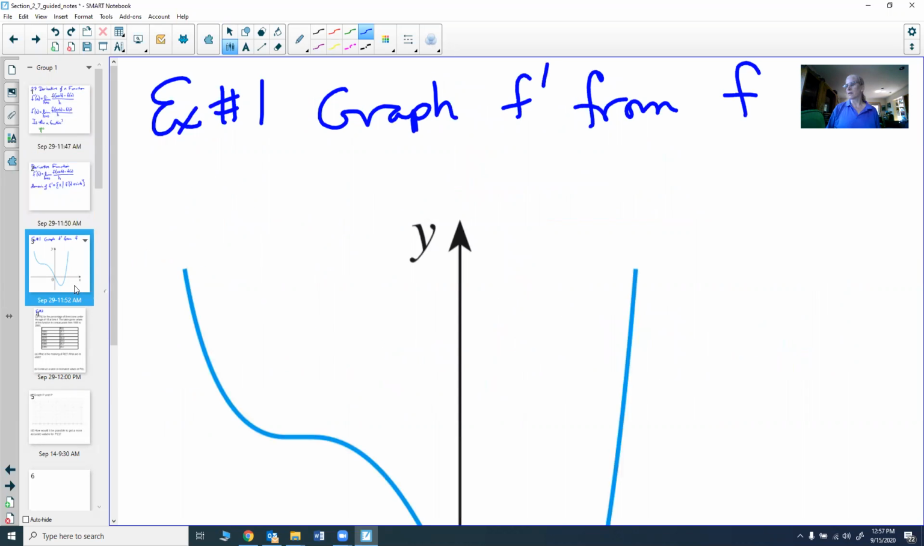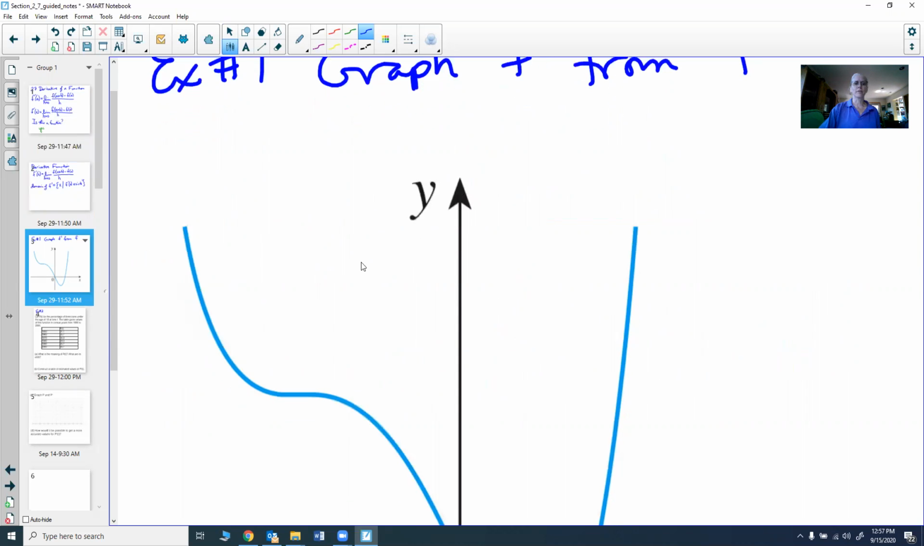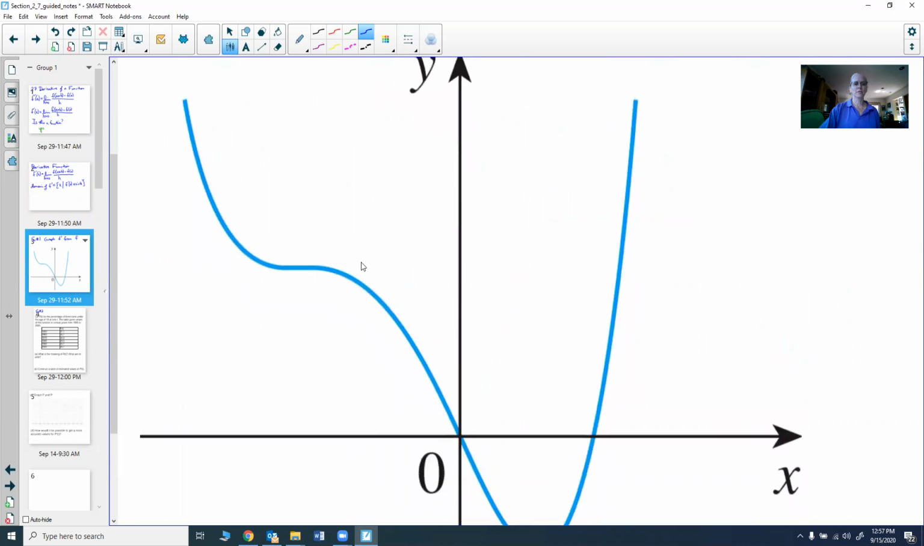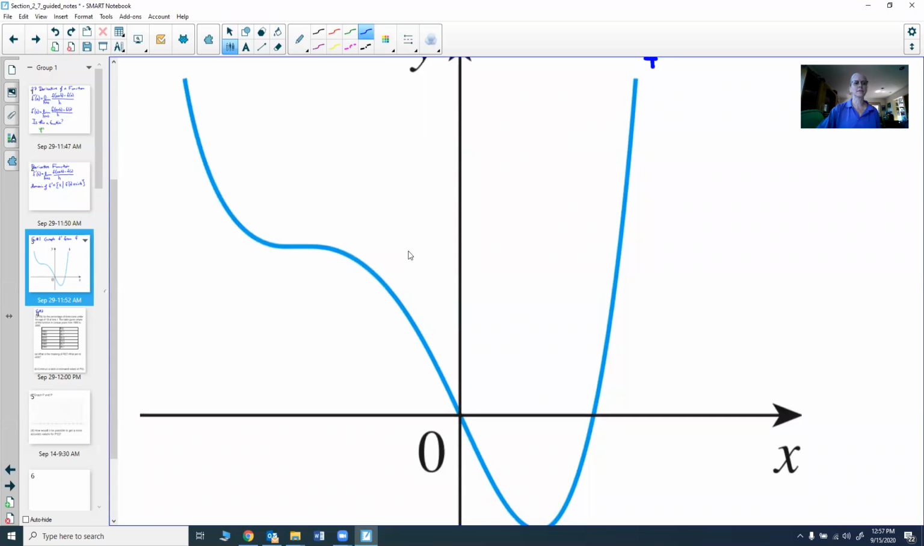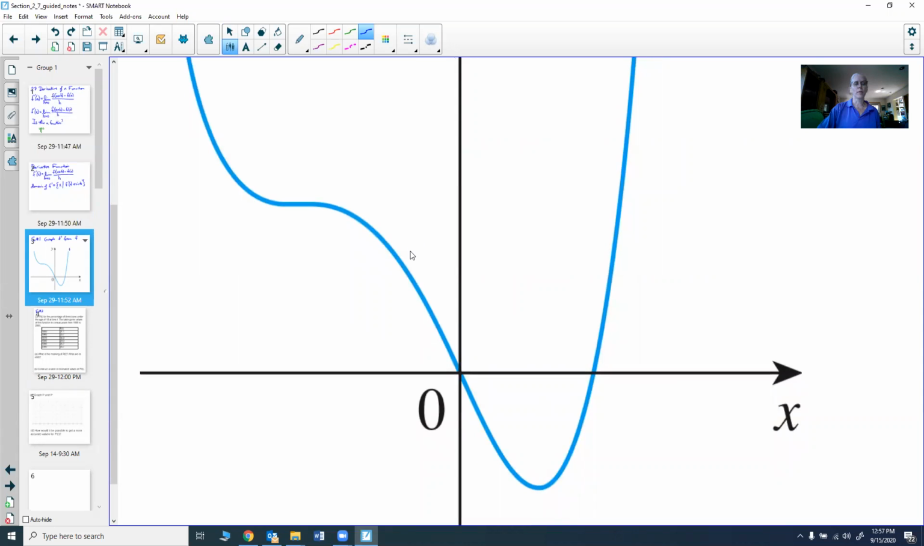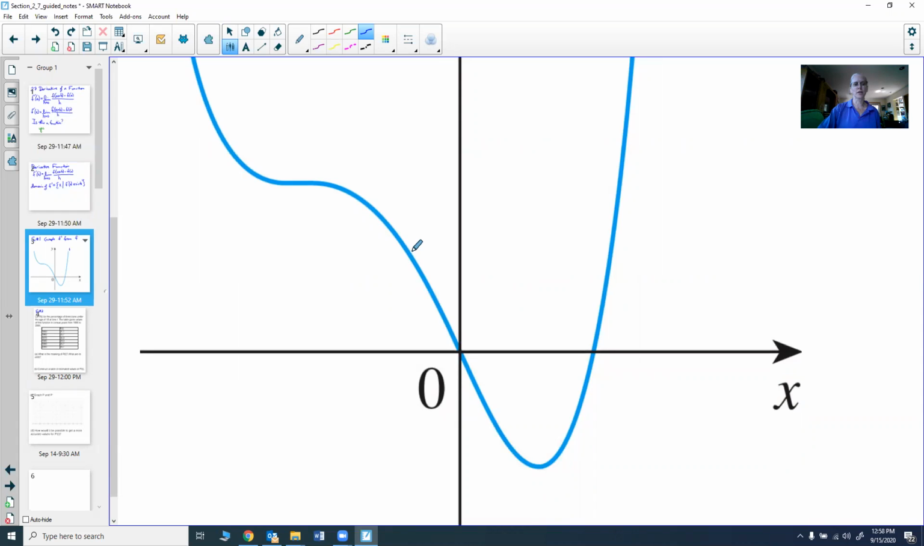But let's go ahead and look at this example here, where we have a graph of a function, and what I'd like to do is come up with the graph of the derivative. So this is actually the graph of f. What I'd like to do is figure out what the derivative is. So let's think about what we know about derivatives. They're rates of change. They're how fast the function is changing over time.